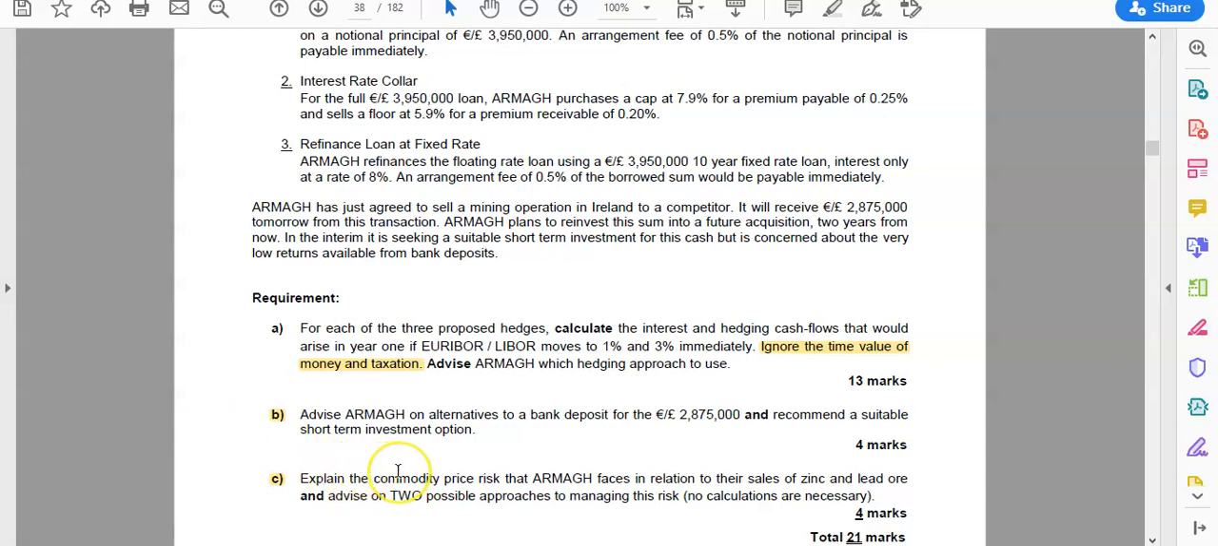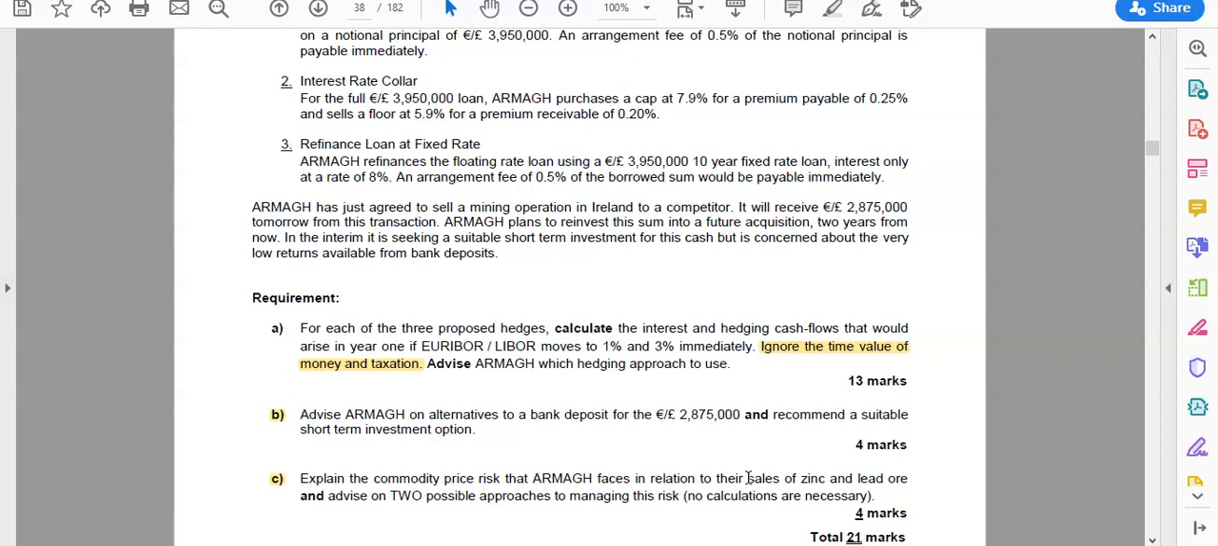Explain why there is commodity price risk, because of the uncertainty of their income, depending on where the price for zinc or lead ore is, and also explain the use of futures, forwards, long-term fixed price contracts, or even options. They're all available for commodity prices as well. The likes of zinc and lead ore, or the more common ones, the likes of oil futures. You could have gold futures, silver futures, etc.